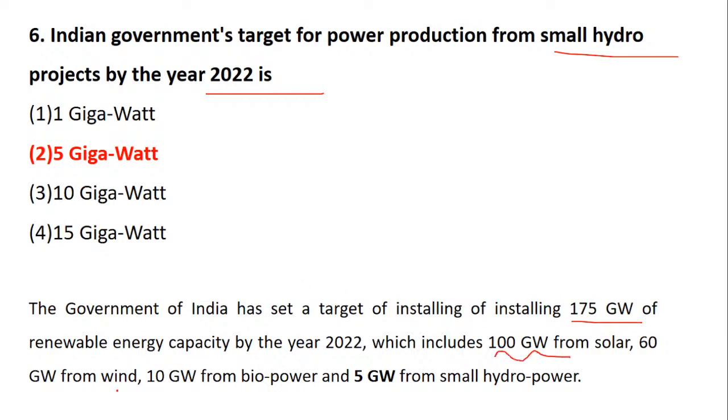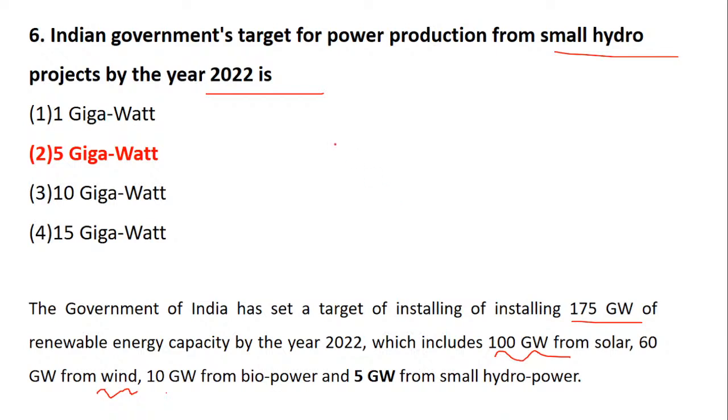100 for solar, 60 for wind, 10 for biopower, and 5 for small hydropower. I'll repeat it once again. From this topic, there are always questions seen, but there are different options. So the total installation target was 175, and there is a breakup of 175. 100 refers to solar, 60 refers to wind, 10 refers to biopower, and 5 refers to small hydropower.